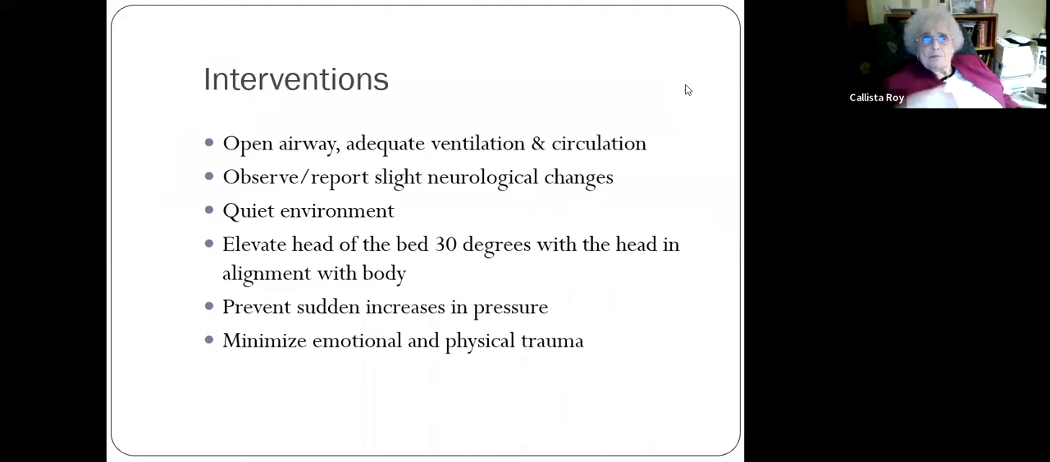The interventions: an open airway, adequate ventilation and circulation, observe and report even the slightest neurologic changes, a quiet environment, elevating the head of the bed 30 degrees with the head in alignment with the body, and prevent sudden increases in pressure and minimize emotional and physical trauma.